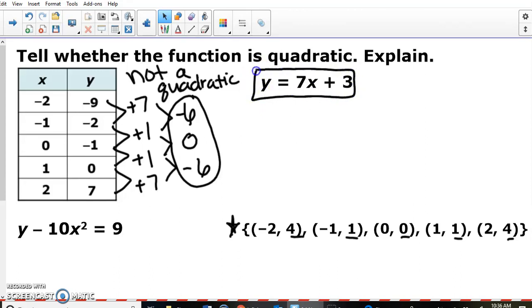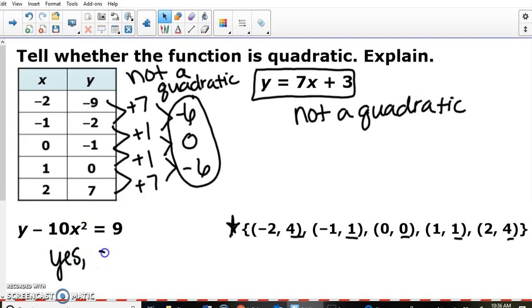Now, if you remember from earlier, it's got to have an x squared value. Since I have no x squared value here, this one would also be a no, not a quadratic. Now this next one though, it does have an x squared value, so this one would be yes, it is a quadratic equation. It has to have that x squared value. Go ahead and try this one on your own. Remember, you're going to do it the same way as we did on this example.